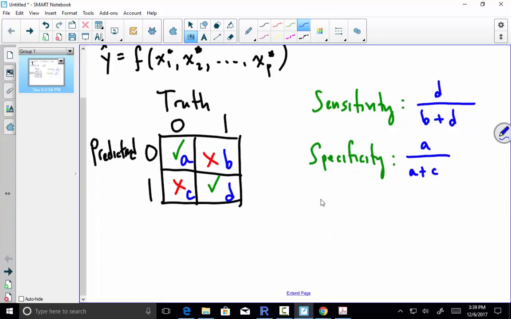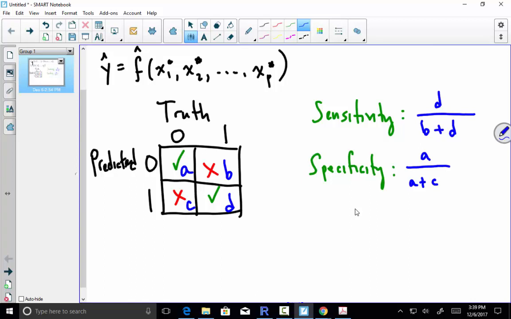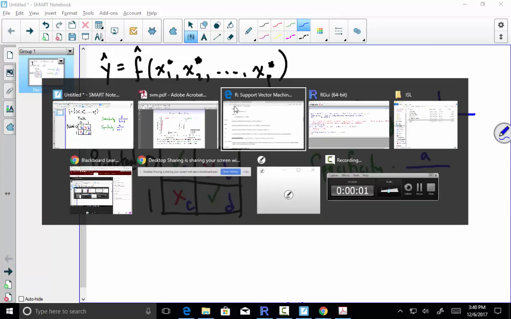Isn't the first part the sensitivity, like A, the block here, prediction 0 and truth is 0? Isn't that sensitivity? I didn't hear you very well. The truth is 0 and the predicted value is 0. Isn't that sensitivity here? Sensitivity is the true positive rate. So it's the proportion of true positives that are correctly predicted as positive. So I think I have it written correctly.